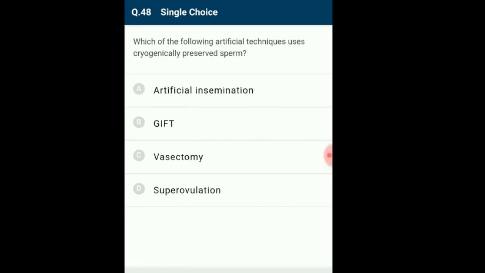Which of the following artificial techniques uses cryogenically preserved sperm? In artificial insemination, a doctor inserts sperm directly into a woman's cervix or uterus. The most common method is called intrauterine insemination, or IUI, when a doctor places the sperm in the uterus. The answer is option A, artificial insemination.